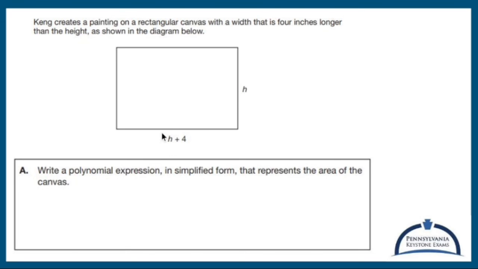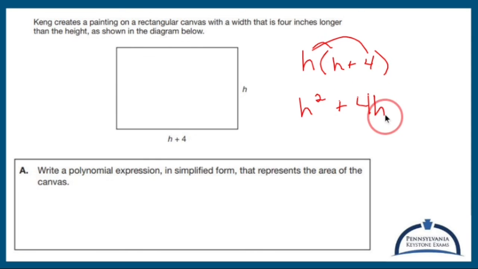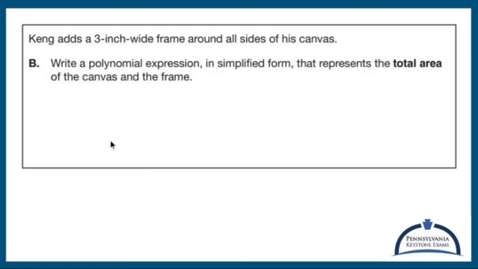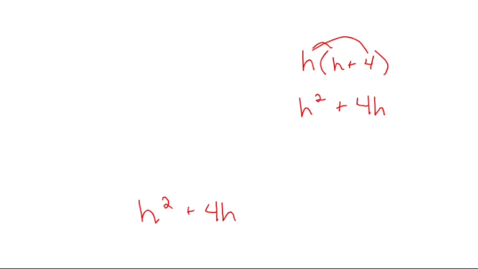Well, an area of a rectangle is going to be length times width. So in this case, you're going to do h times h plus 4. Okay, it doesn't matter which one you do first. H times h is h squared. H times 4 is 4h. So the polynomial expression in simplified form that represents the area of the canvas is going to be h squared plus 4h. Okay, that's part A. Pretty straightforward. Don't go too crazy over it. Pretty straightforward.